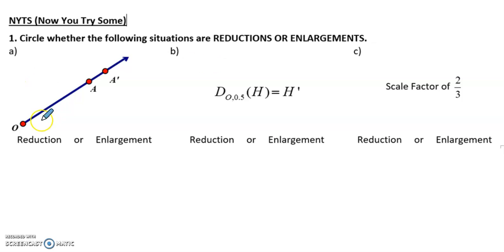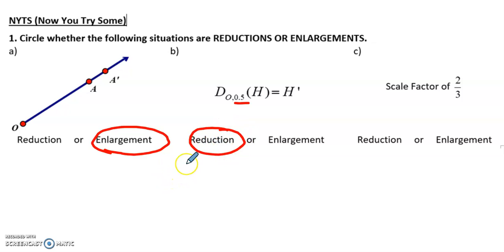All right, and here we should have seen that from O to A, and then A is a little bit further. It's not shrinking back in, but it's moving out. That leaves this as an enlargement. Here, I could see the scale factor is 0.5. That leaves this one as a reduction, and a scale factor of 2 over 3. 2 over 3 is less than 1, so this is another reduction.